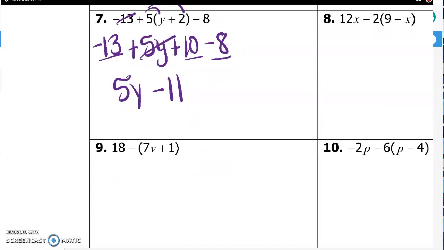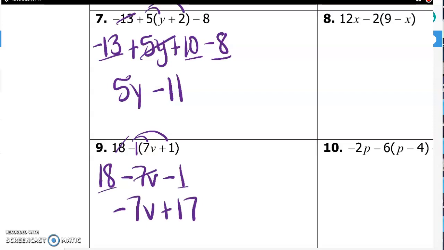Number 9, it looks like you're not distributing anything, but you need to put a 1 in front of there. So 18, and then you're distributing a negative 1. So minus 7v minus 1. So negative 7v is on its own. 18 minus 1 gives us plus 17.